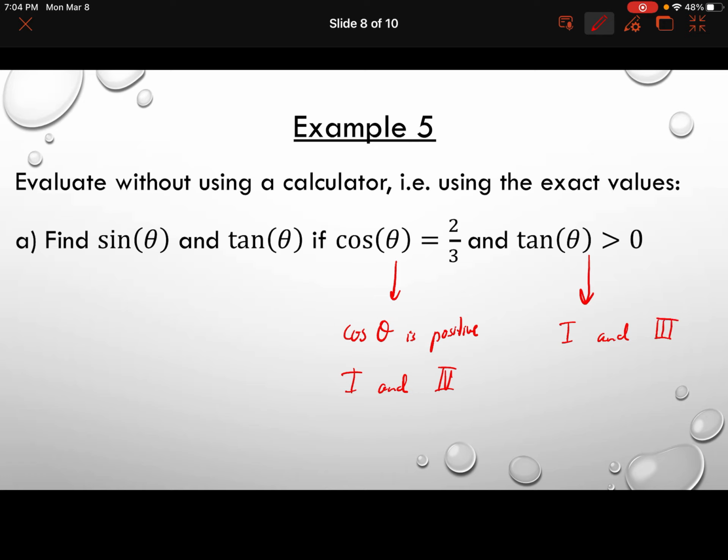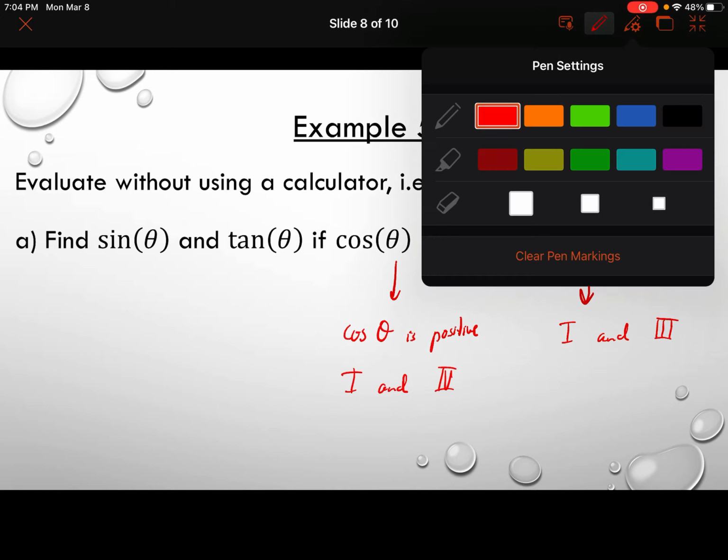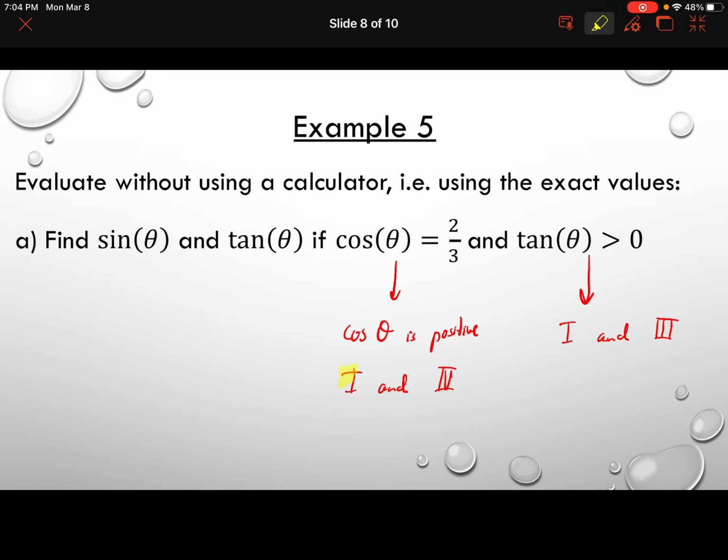Well, what we're looking for now is where do these two facts overlap each other? Where do these both occur at the same time? Well, it looks like they both occur in quadrant 1. Hence, that is the quadrant in which we're going to be working in this problem. We're going to be working wherever these two values occur at the same time, which in this case is quadrant 1.